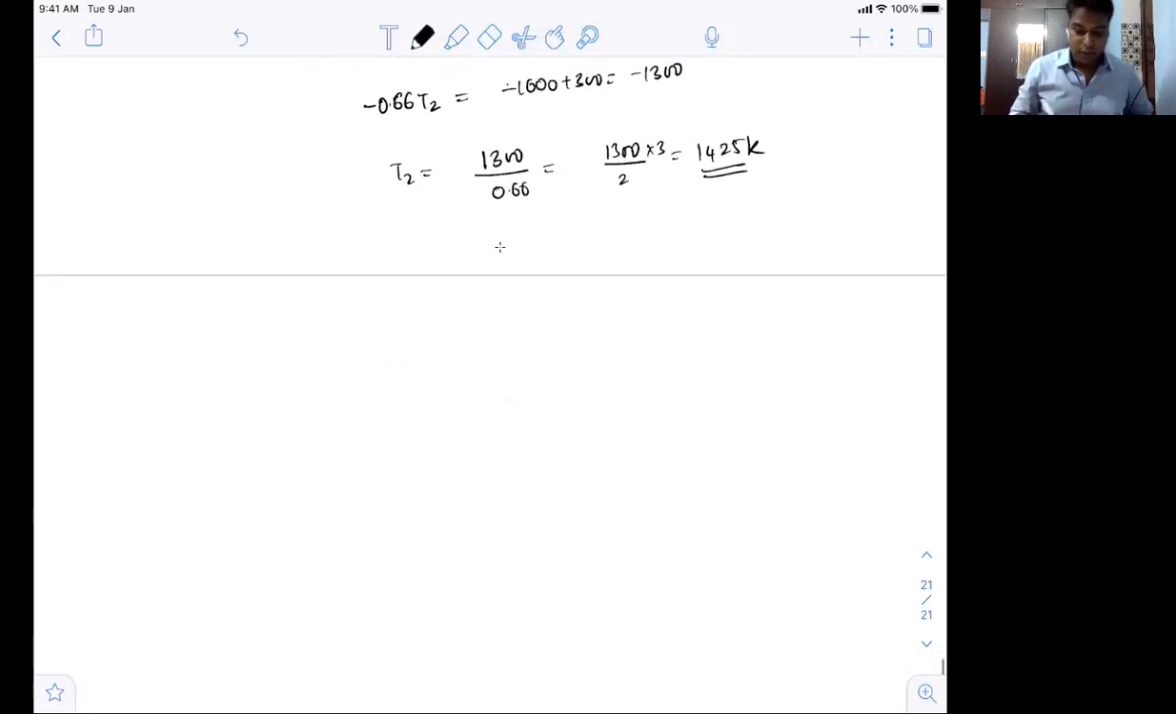Right. Now do the work done. Work done कैसे आएगा? N CV T2 minus T1. Okay. N is 1 mole. CV is 3R into T2 minus T1, 1425 minus 300. Check how much work it is getting. Give me an answer there.